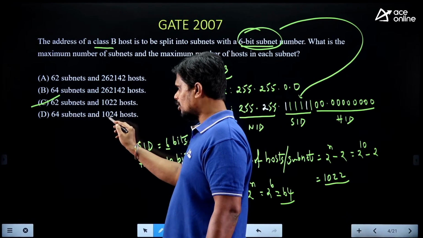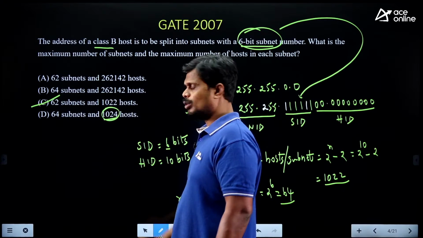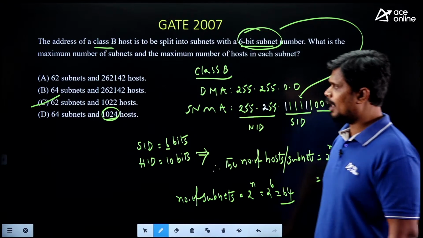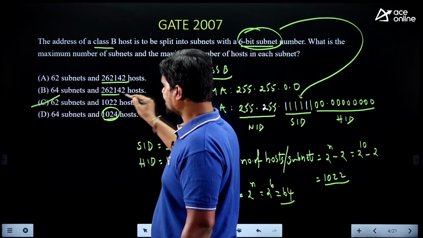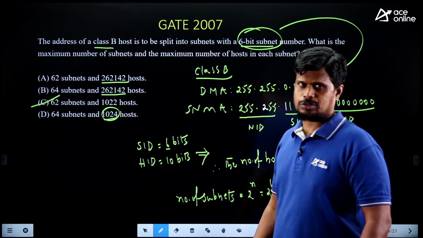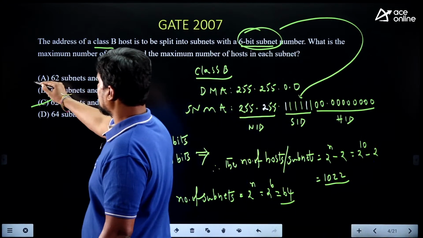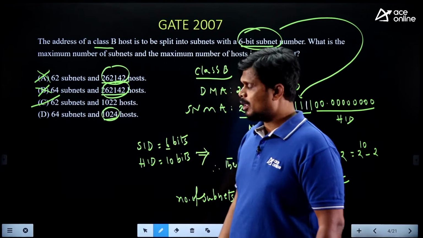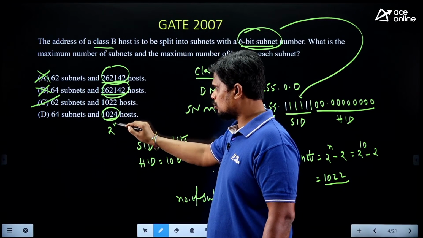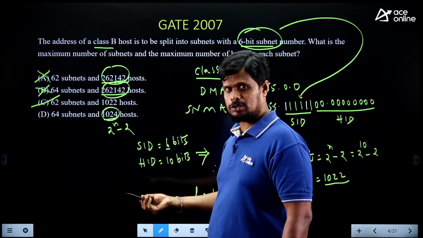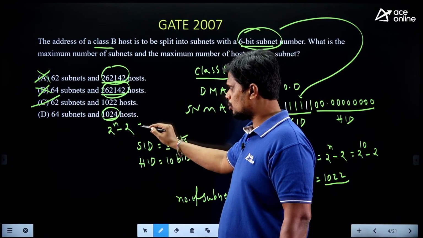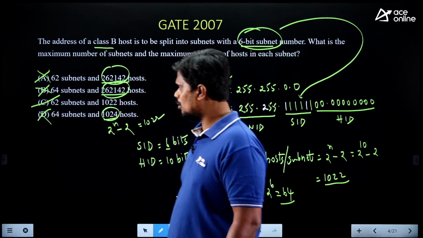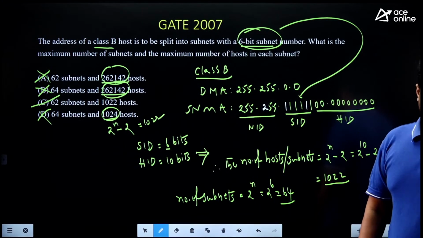So 64 and 1024 is not at all possible, because a host ID portion with all zeros and all ones is not acceptable, right? This count is not possible with respect to number of hosts. So we can easily ignore option A and option B because of the number of subnets and number of hosts. And here also, the number of hosts is always 2 power n minus 2, so obviously it is going to be 1022, not 1024, right? So option D also can be ignored. Only option C is the appropriate answer for this.